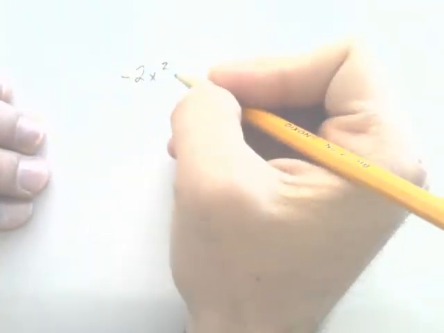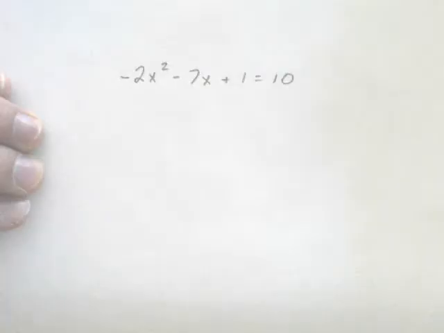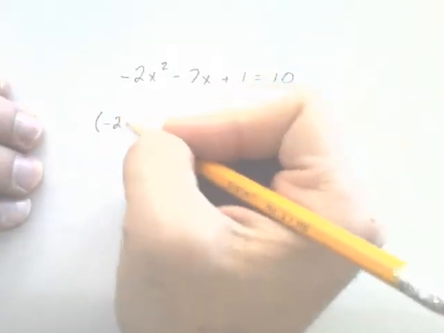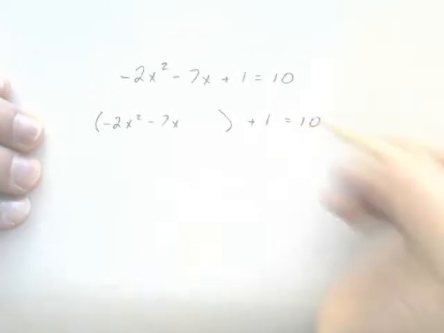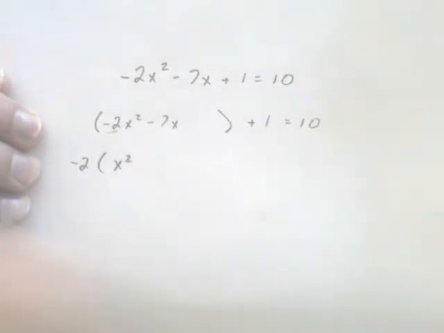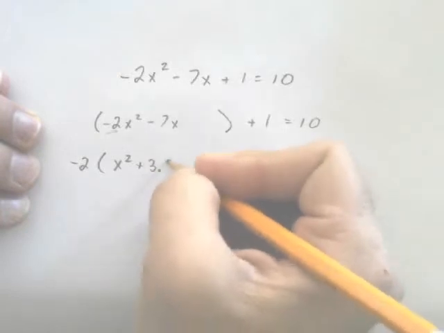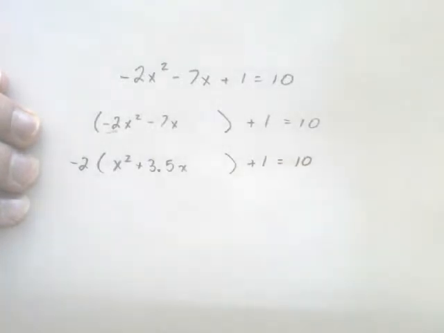So let's try another one. Negative 2x squared minus 7x plus 1 equals 10. Okay? Again, we're going to solve by completing the square. So I'm going to set it up the same way. Okay? And again, I've got that number in front there. So let me pull that out. I have to divide the negative 7 by that number also. So I'm going to get a decimal inside here. That's really nasty, but it's okay. I'm just going to realize that I'm having decimals in this answer.